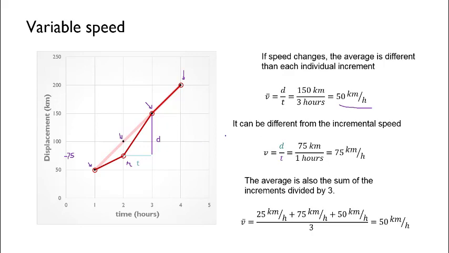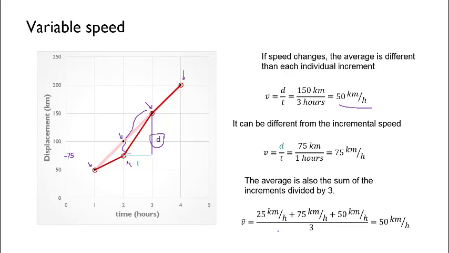The one place we can see this is right here, where I've graphed it out. Notice that our displacement on this, or our rise on the graph, is 75 kilometers. That is 150 minus 75. Our change in time is 1 hour. That indicates that over this line length right here, our speed was 75 kilometers per hour, and that's different from the average.